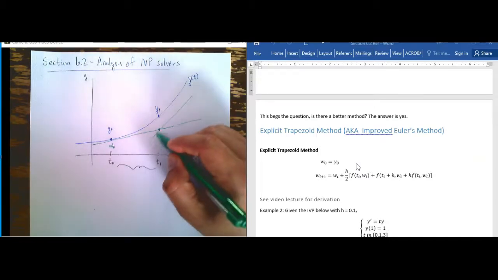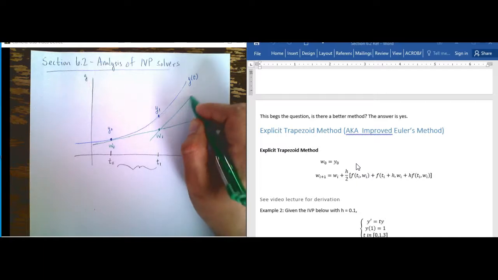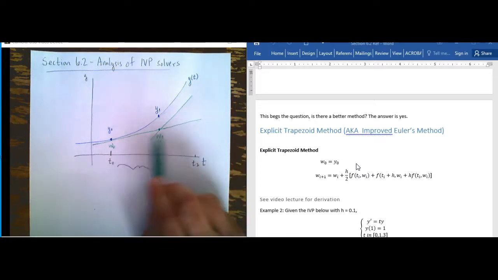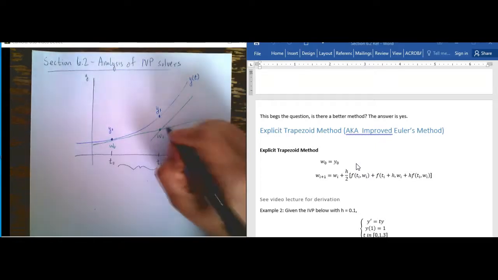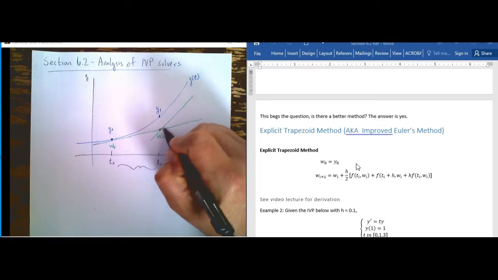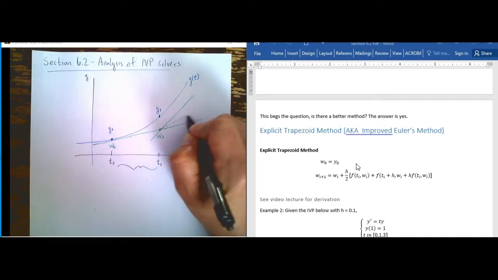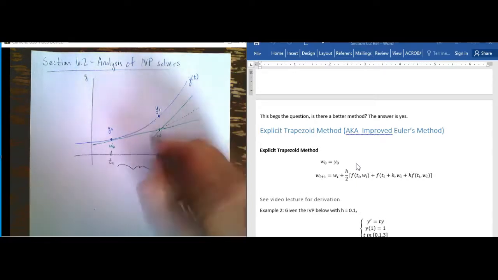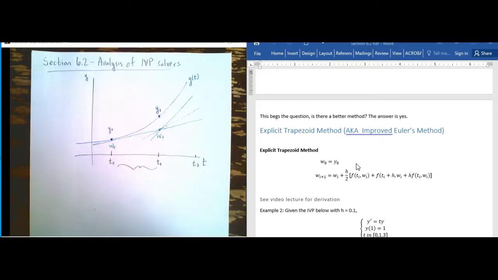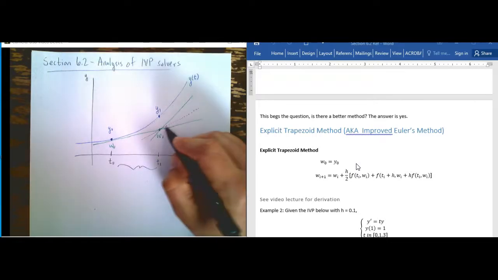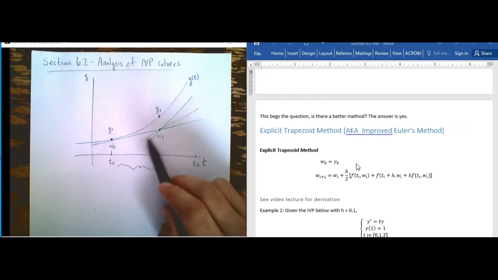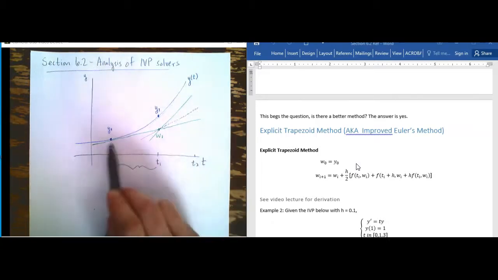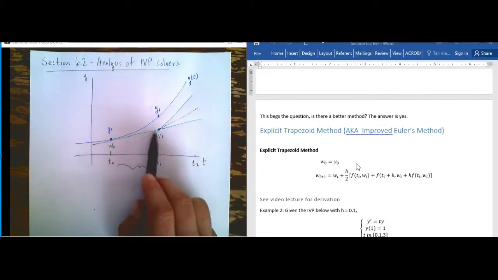So what improved Euler's method does is it uses the average of these two slopes. If you can imagine a dotted line here that splits them in half, that would be the line that has the average slope of both of them. Again, we take the average of these two slopes, and we're going to apply it to this point instead of the slope of this tangent line.